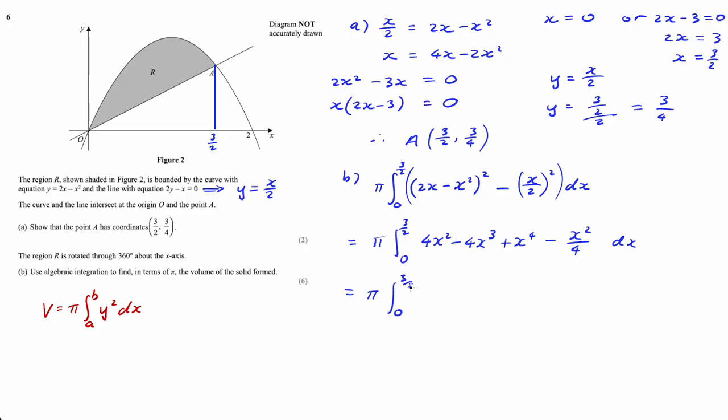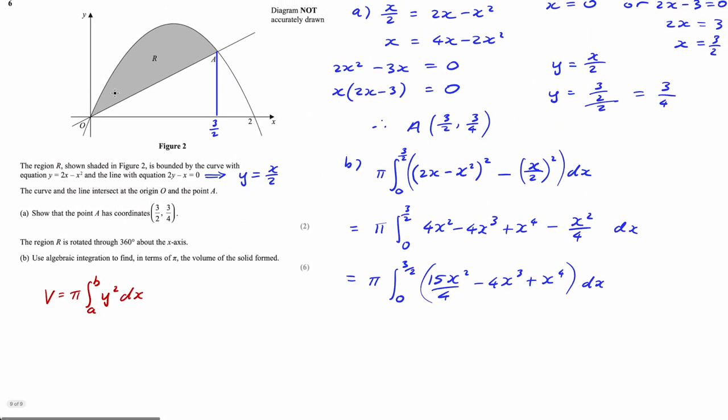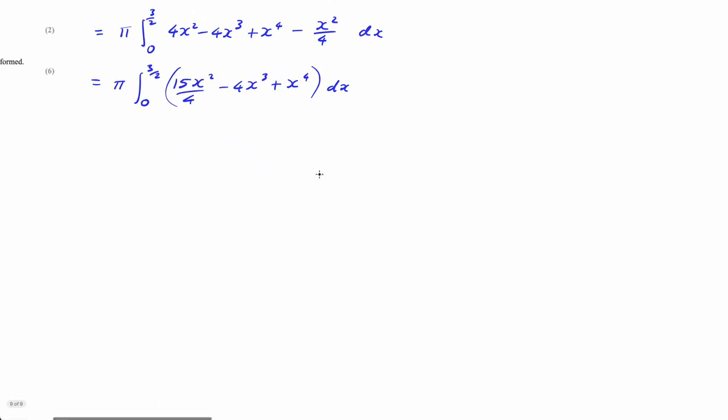0 to 3/2, 4x squared over 2, that's 4x squared, which is 16x squared over 4, minus 1x squared over 4 is 15x squared over 4, minus 4x cubed plus x to the 4 dx. Now I will integrate and sub in the stuff. Guys, you could have integrated the quadratic and then done the volume of the cone. If you rotated this triangle, you get a cone, but I don't know which way is easier, whichever way you want.